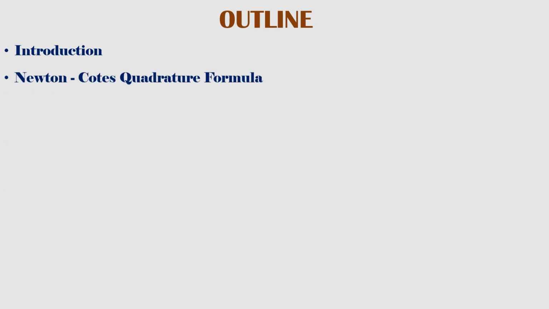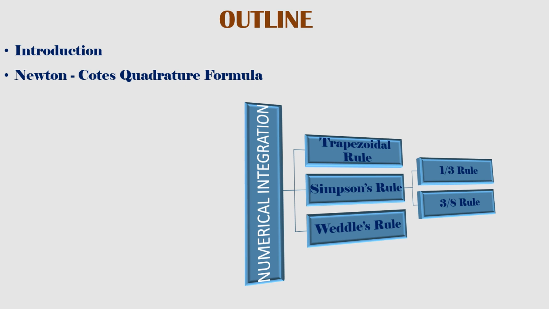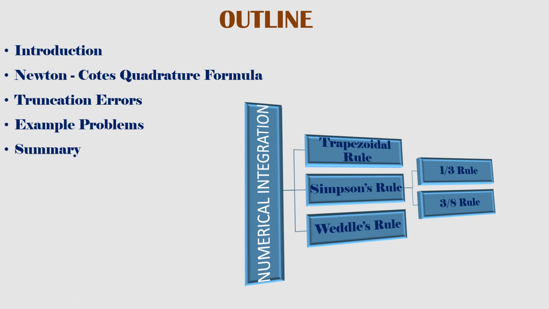Outline of my presentation: Introduction, Newton-Cotes quadrature formula, types of numerical integration, Trapezoidal rule, Simpson's rule, Weddle's rule, and again Simpson's rule is classified into two types: Simpson's 1/3 rule and Simpson's 3/8 rule. Truncation errors, example problems, summary, multiple choice questions, references.